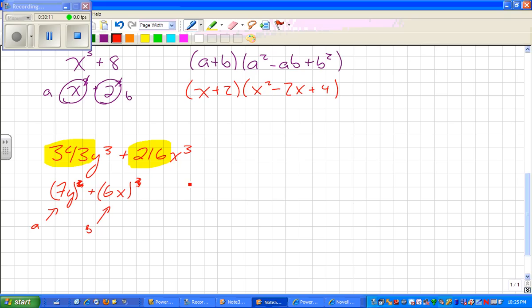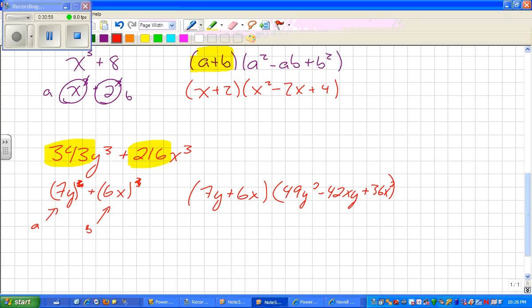So from here, we just have to apply the formula. So scrolling up here, a plus b means 7y plus 6x. And then a squared, meaning take 7y and square it, we get 49y squared. There's a minus sign in this formula, so we use minus. A times b, meaning 7y times 6x, is 42xy. Plus, so let's put a plus sign in there. And b squared means take 6x and square it, we get 36x squared. Okay, so we just apply that over and over and over again.